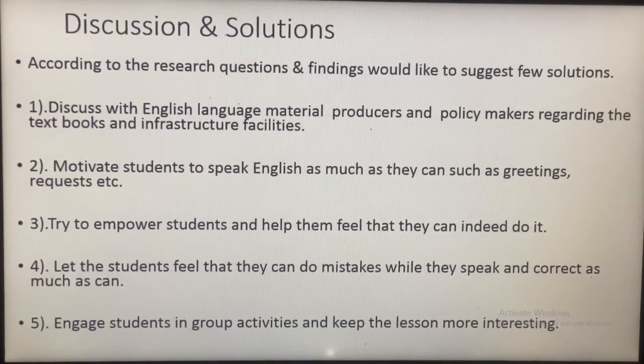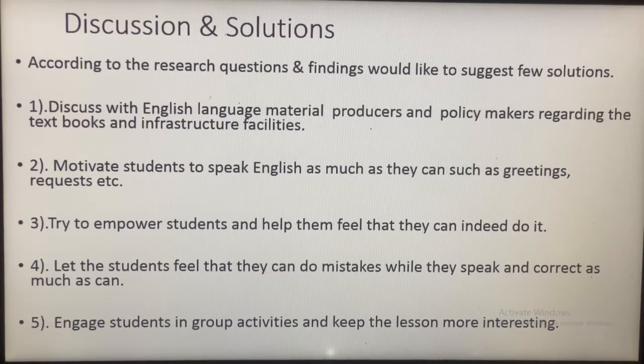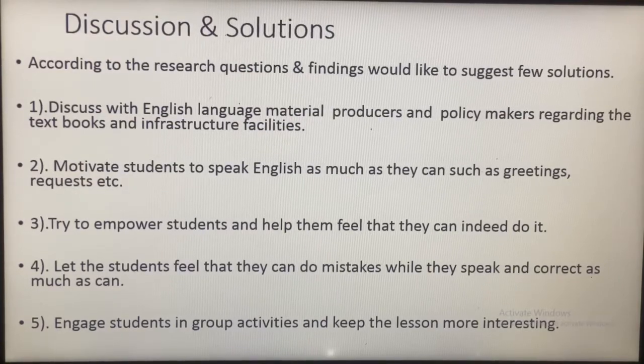In my discussion and solution part, I will explain according to the research questions and findings. According to that, we will suggest a few solutions. The first one, discuss with English language material producers and policymakers regarding the textbooks and infrastructure facilities. Motivate students to speak English as much as they can, such as greeting, request, like that.